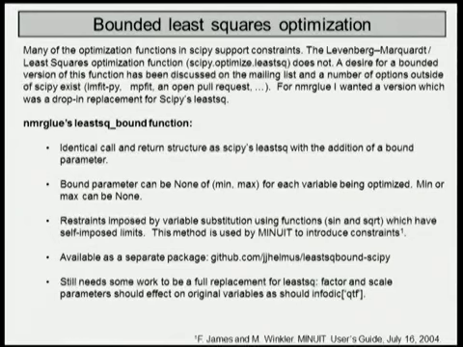nmrglue also gives a bounded least squares optimization. There's been some discussion on the SciPy mailing list that people would like something like this, where we can do least squares optimization but put constraints on the variables. There are some packages that do this: LMFit, MPFit. There's a pull request right now. But all of these have a more complicated call structure. And I wanted a version that I could just drop in as a replacement for SciPy's least squares.